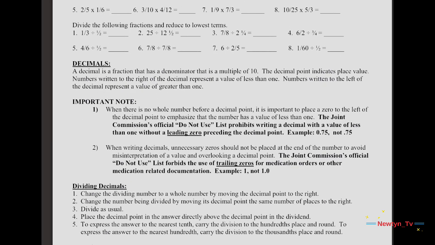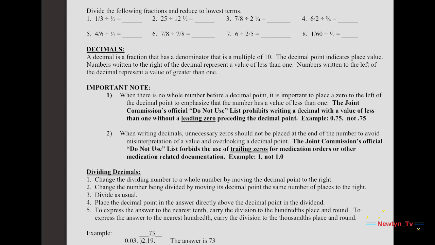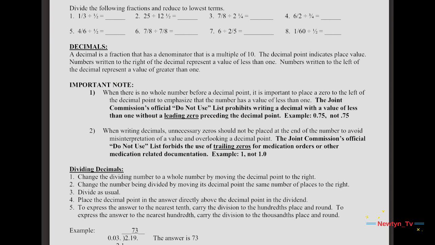A decimal is a fraction that has a denominator that is a multiple of 10. The decimal point indicates a place value. The important thing that you need to take note of is that when there's no whole number before a decimal, it is important to place the 0 to the left of the decimal point to emphasize that the number has a value of less than 1.